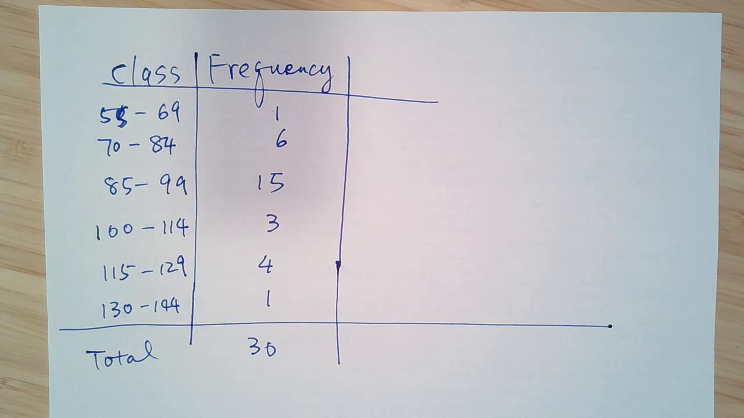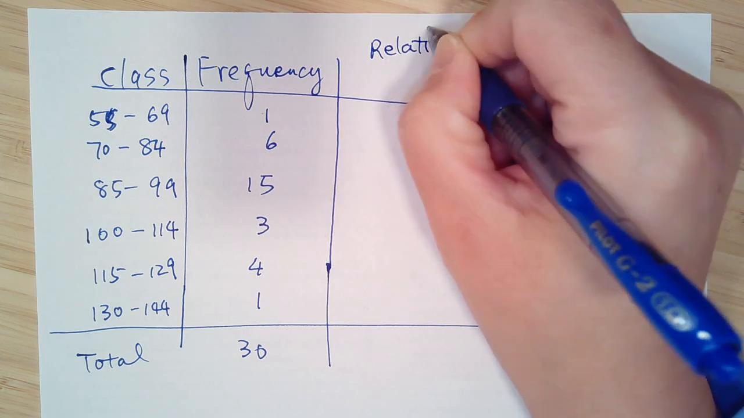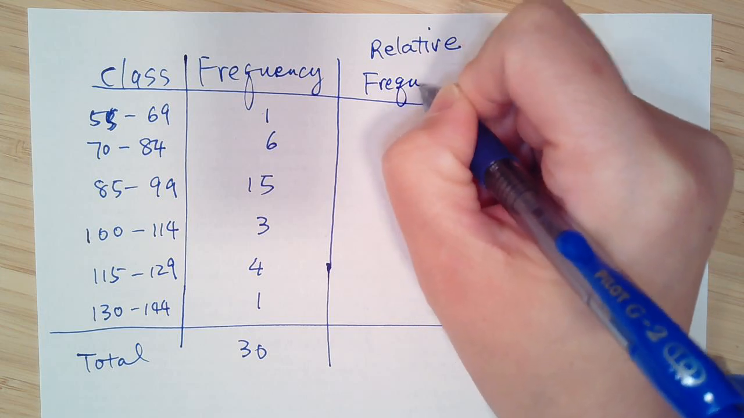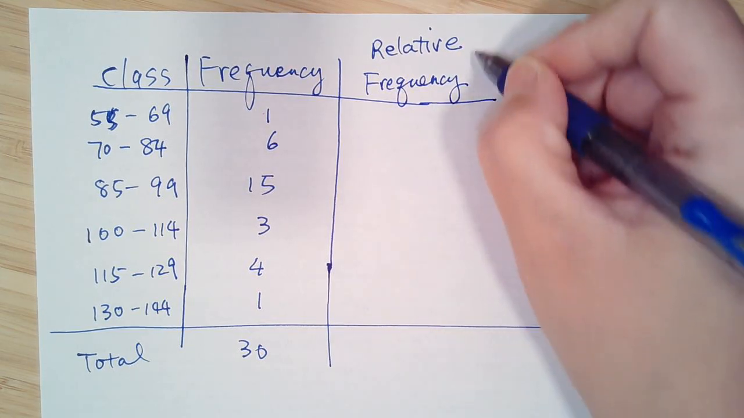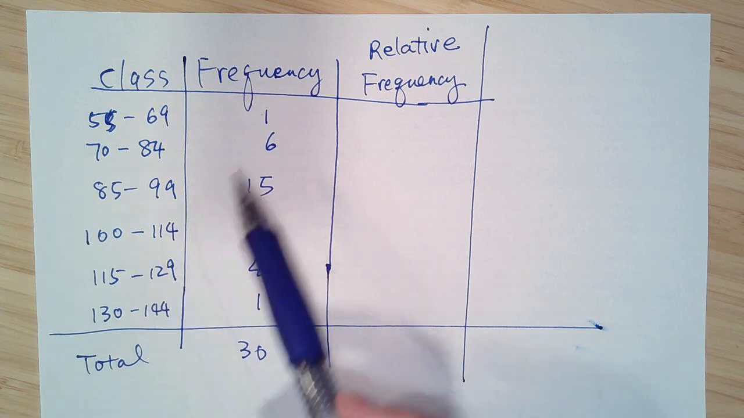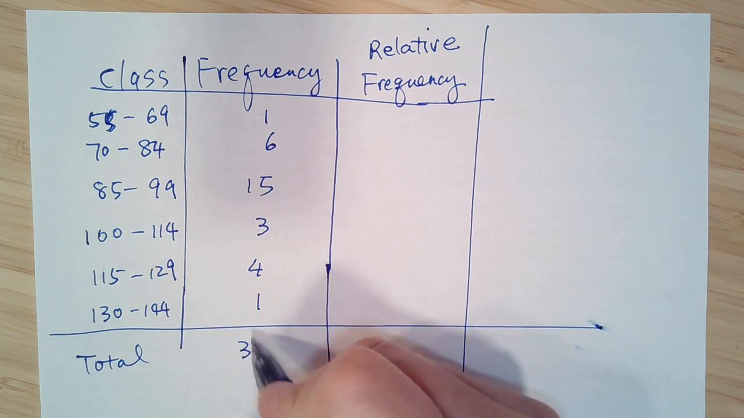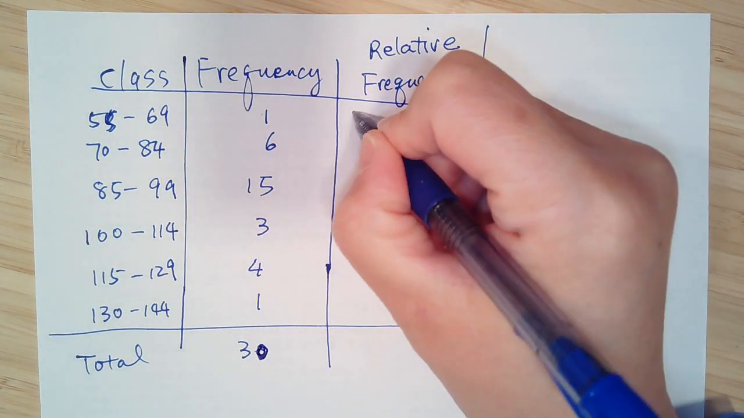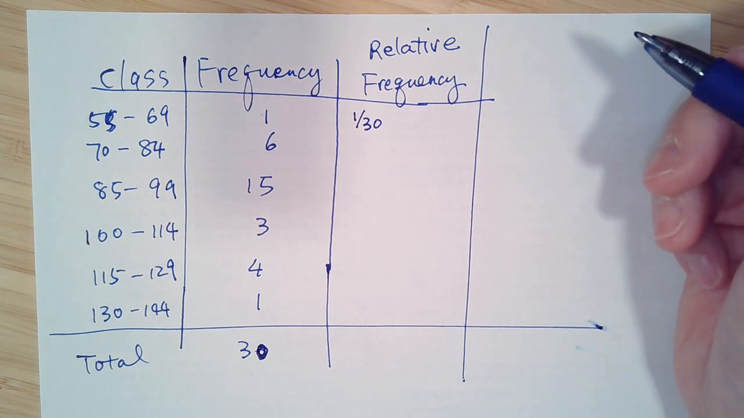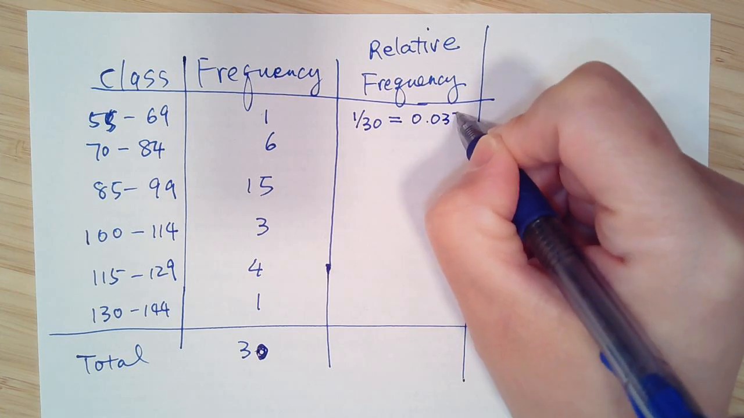And the next one is not really hard. It's called relative frequency. Relative frequency means relatively how much is in each class. What we're going to do is use each frequency divided by the grand total. The total is 30. So I'm going to use 1/30. You can keep that as a fraction, or you can write 0.0333. I always keep 4 decimal places for the relative frequency if you have decimals.